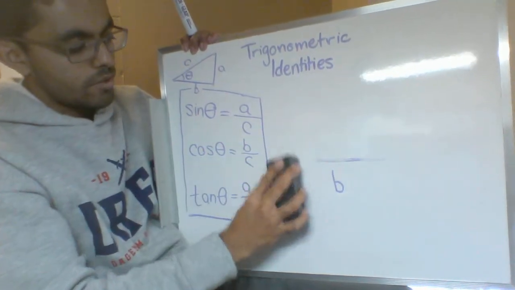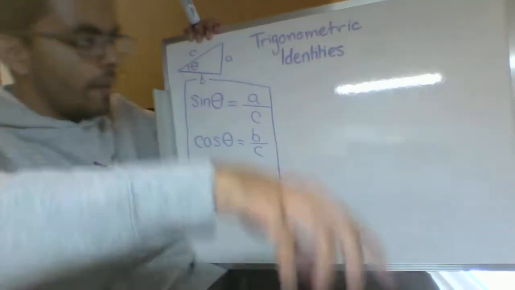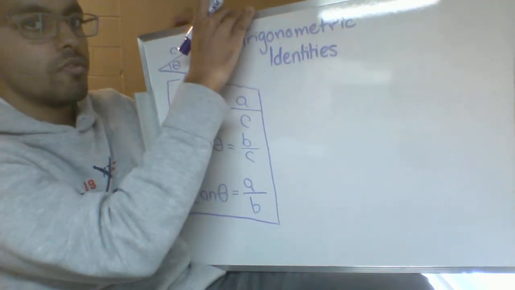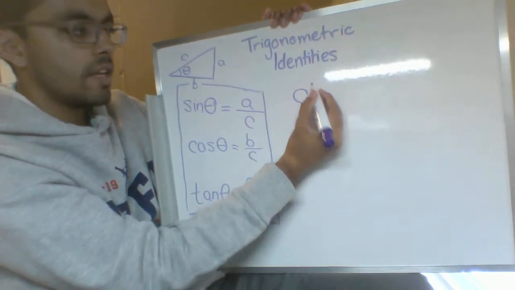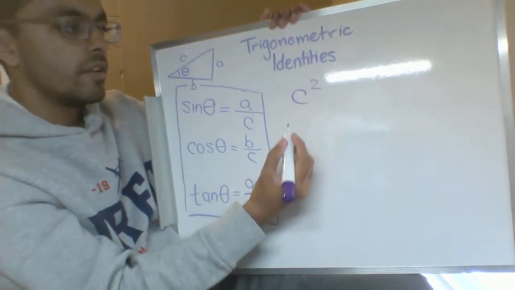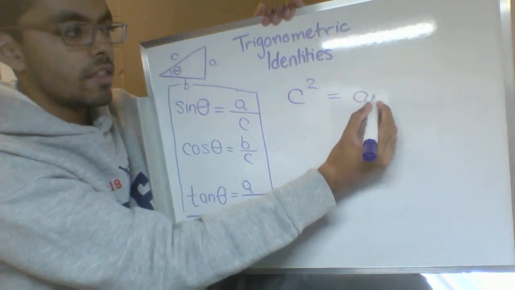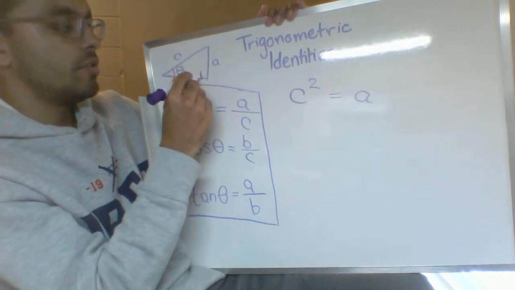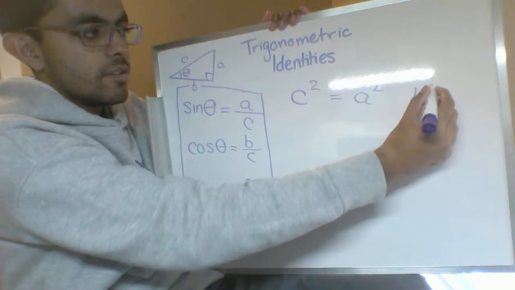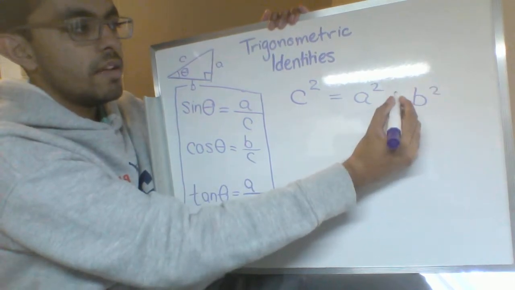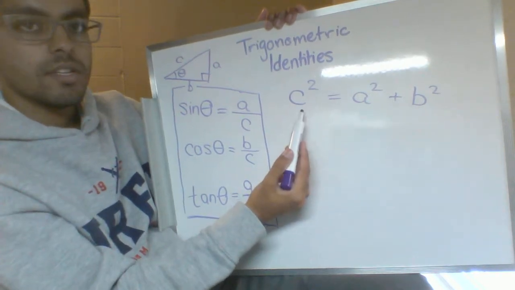Now, we talked about something called the Pythagorean Theorem. Hopefully you remember this. It's a rule for any right angle triangle where the hypotenuse, that is side C, squared, so the length of the hypotenuse squared, is equal to the length of the other two sides squared and added together. So square A, square B, and add them together. A squared plus B squared equals C squared.